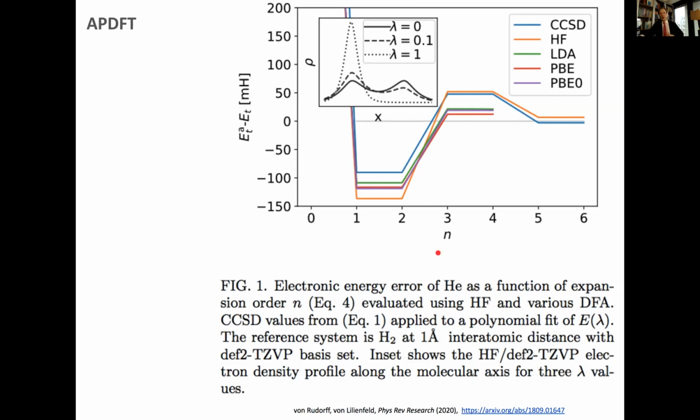So as we go to a higher order, of course, the question is, do things converge, right? And here you have a first figure where we push this up to 6th order, actually, in the perturbation. And this is estimating helium from the hydrogen molecule, right? So the reference system is H2 at 1 angstrom distance. You see this here for lambda equals 0, you see the cartoon of the electron density, and we are predicting helium as shown here for the dashed form, right?